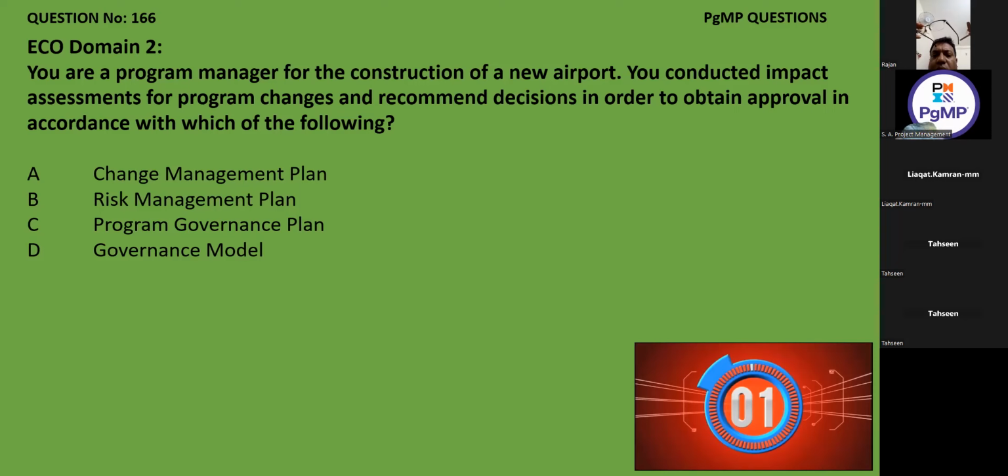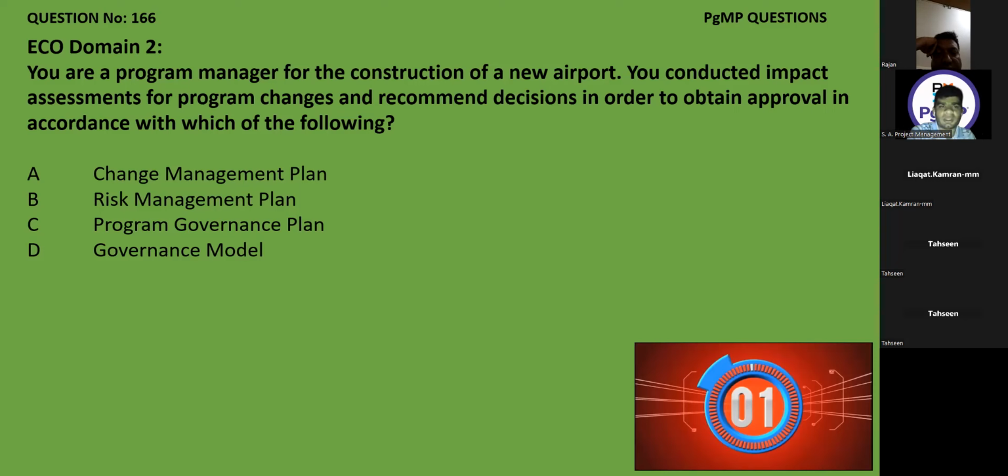We have evaluated or assessed the program changes, and also we have recommended the decisions, and we have to get approval in accordance with the governance model, because, Kamran sahab, the governance plan will tell you the roles and responsibilities, to whom we have to go for approval. But here he's talking about obtaining approval in accordance with, so he's talking about the model or structure of something, not only the one plan. You understand what I want to say?